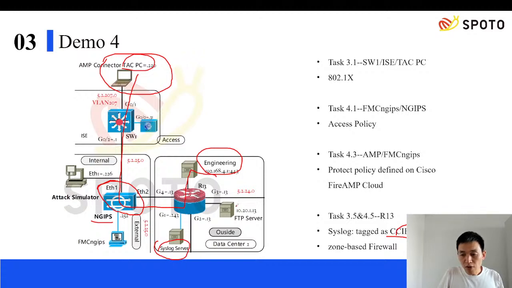And finally, run the hping3 command on the attack simulator to generate denial of service attack traffic and verify whether the zone-based firewall configuration function is normal or not. It will generate attack traffic.